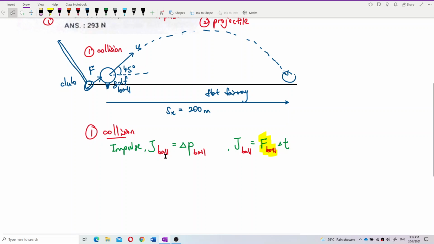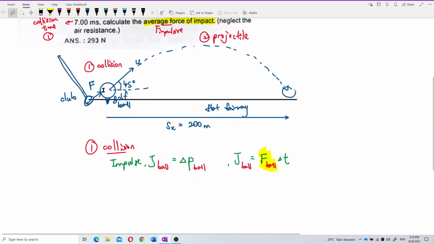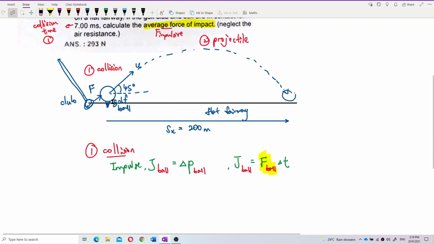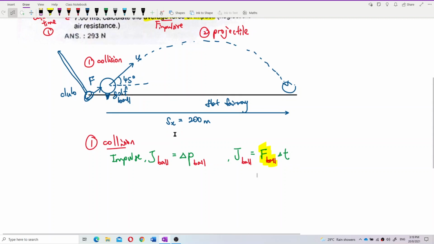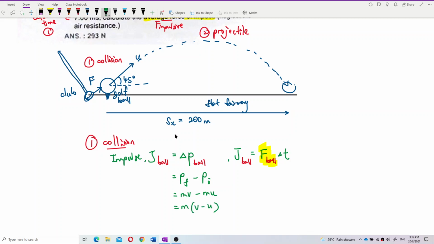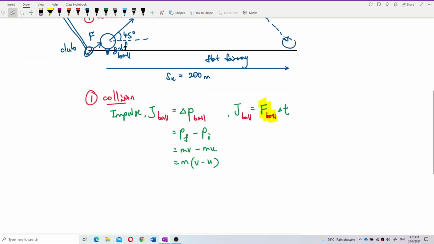First of all, we need to figure out the impulse on the ball, which is the change of momentum of the ball, the golf ball. So the change of momentum means the final momentum minus the initial momentum, which is mv minus mu, which is m(v minus u). These are the mass of the ball, the final velocity of the ball, and the initial velocity of the ball.